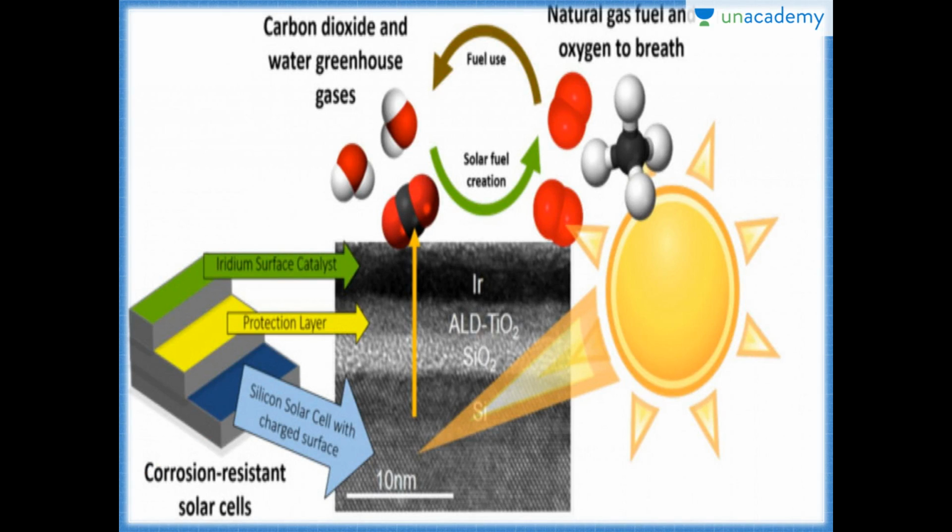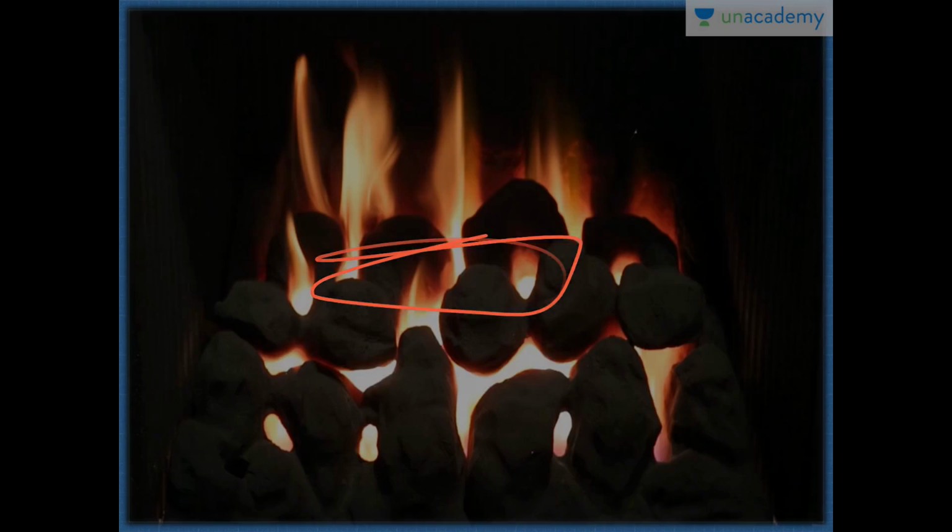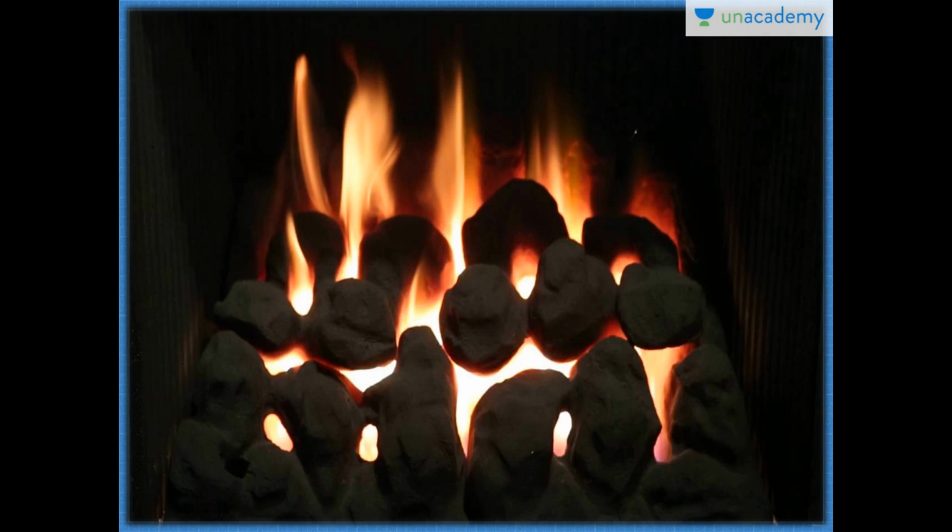So you can see here, this is what the fuel bed is. The carbon dioxide and water greenhouse gases come from the reduction, and the natural gas and oxygen to breathe from the oxidation. You can see this layer is the distillation layer, this is the reduction layer, and this is the oxidation zone or oxidation layer. So this is the fuel bed of a coal, how the coal fuel bed looks from outside. This is the image representation for that.